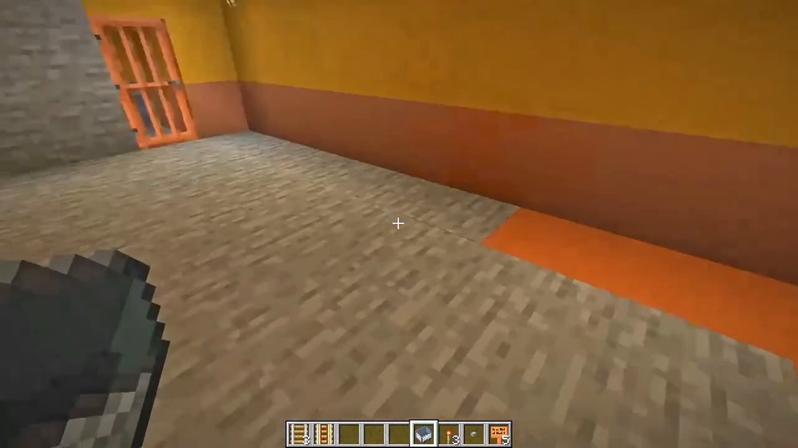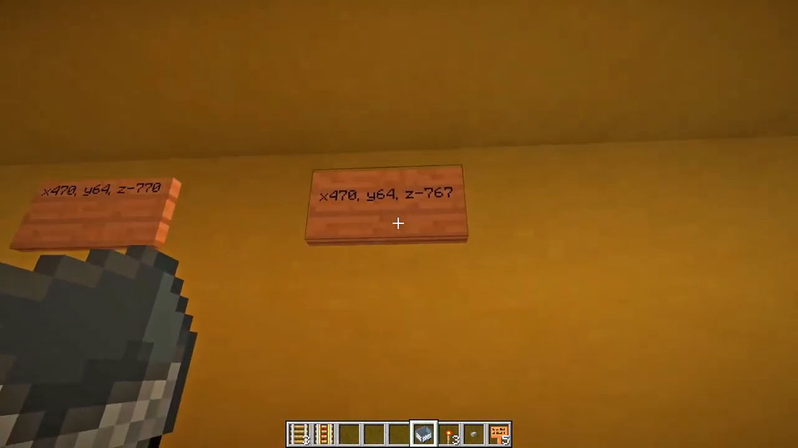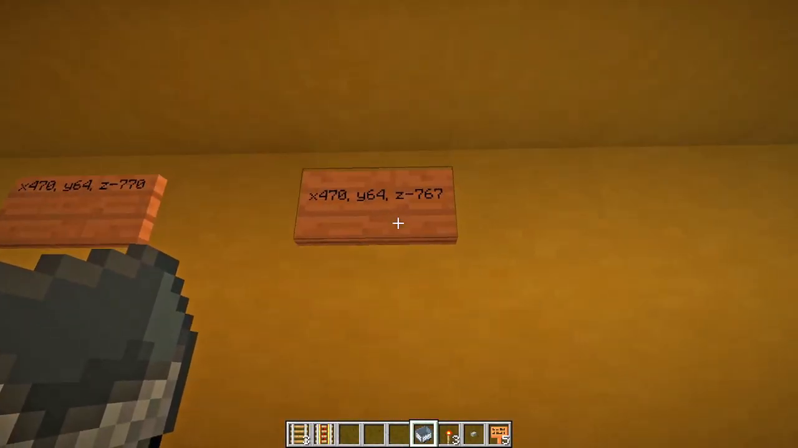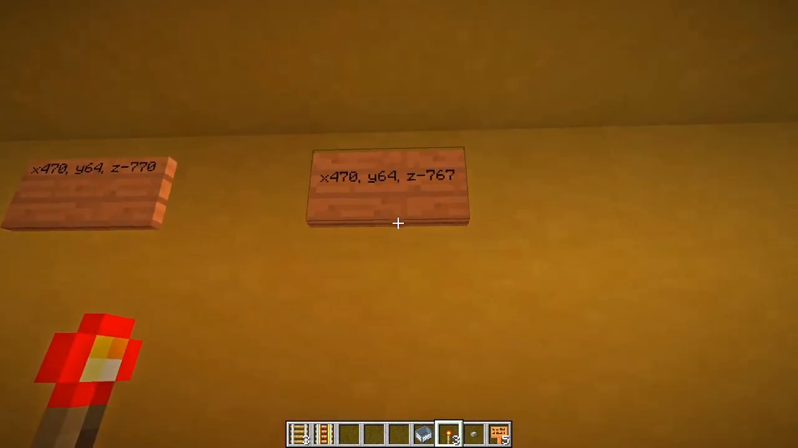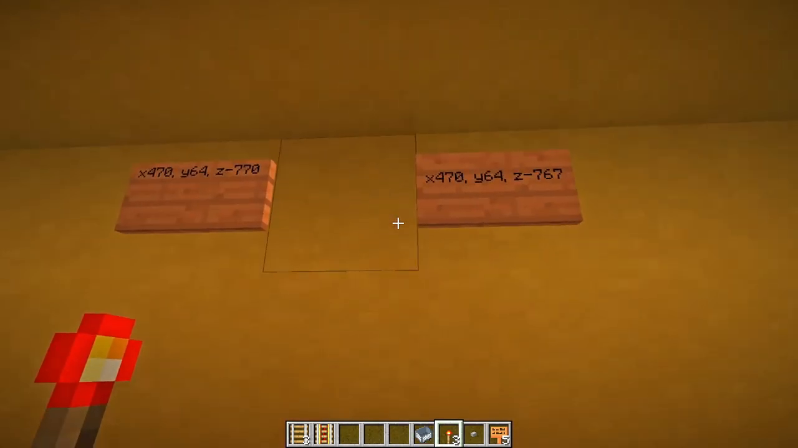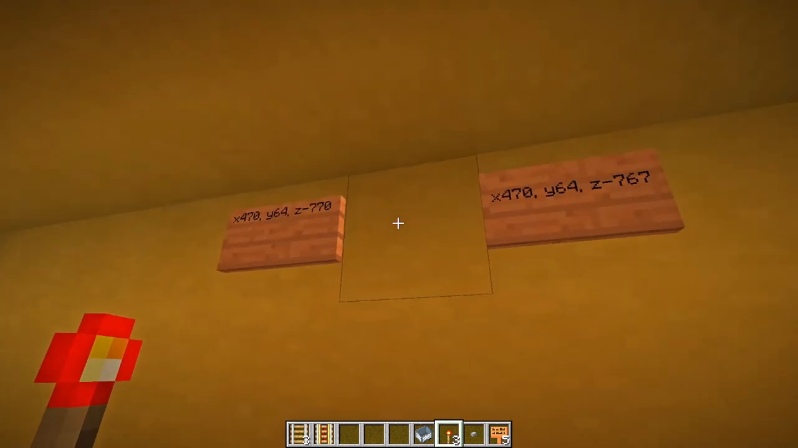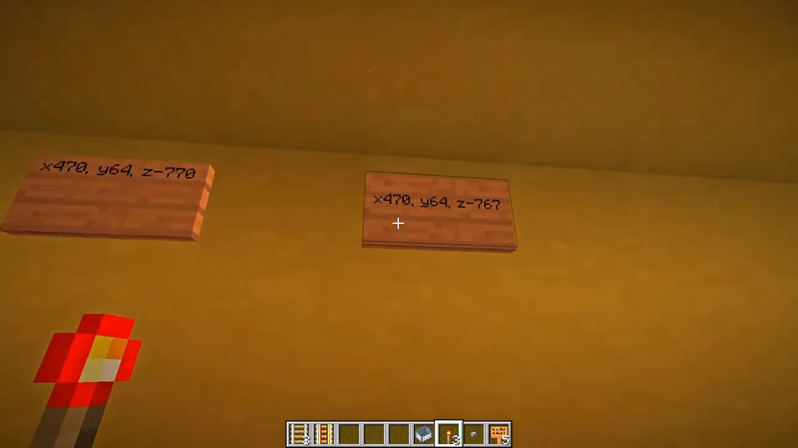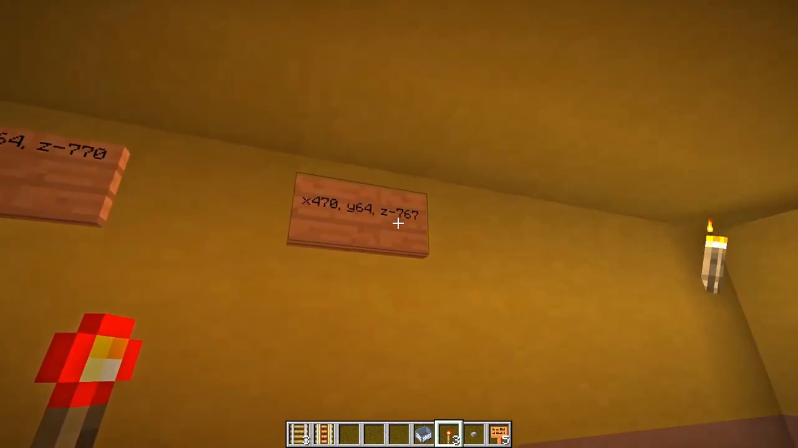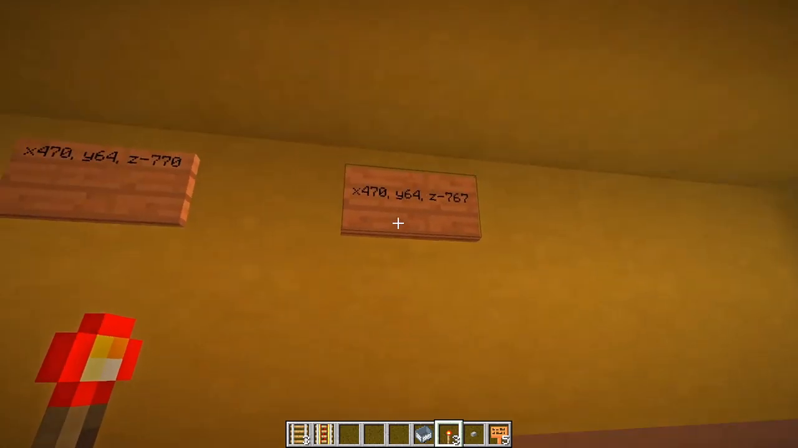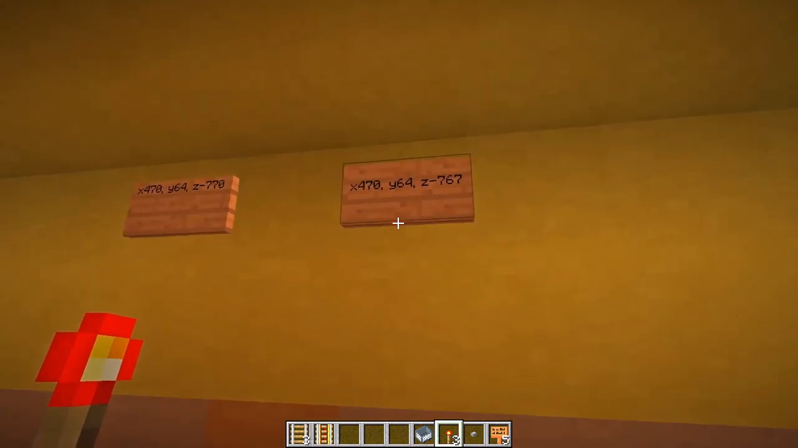On the wall in front of the two pillars for the rail stations we'll be making, or the railroads rather, I put the coordinates again. You'll notice the x coordinates are the same, but the z coordinates are slightly different. Actually, that's probably 4, 7, 8. I probably didn't round it correctly.